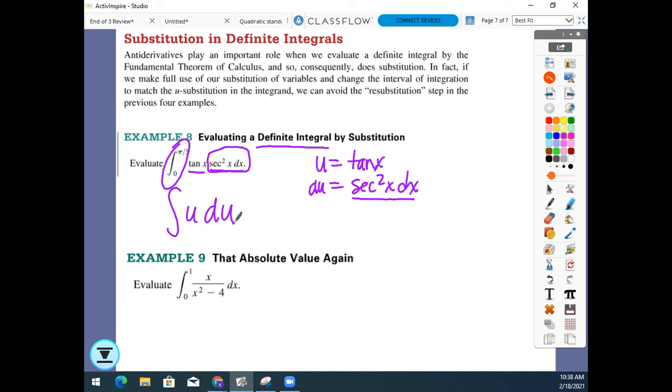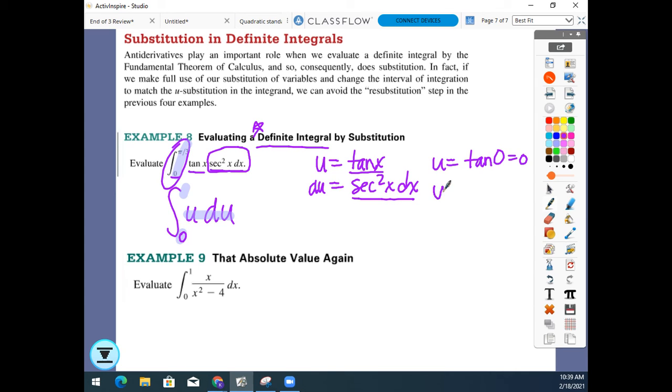Now, this is the important part. If you're doing a definite integral, when you change everything into u's, you also need to do what I call u numbers. If this is in terms of u, your numbers have to be u numbers. When this is in terms of x, these are x numbers. So the only thing you do, you take your values. So I'm going to take 0 and plug it into x over here, and that turns it into a u number. So tangent of 0 is still 0, so this stays 0 here.